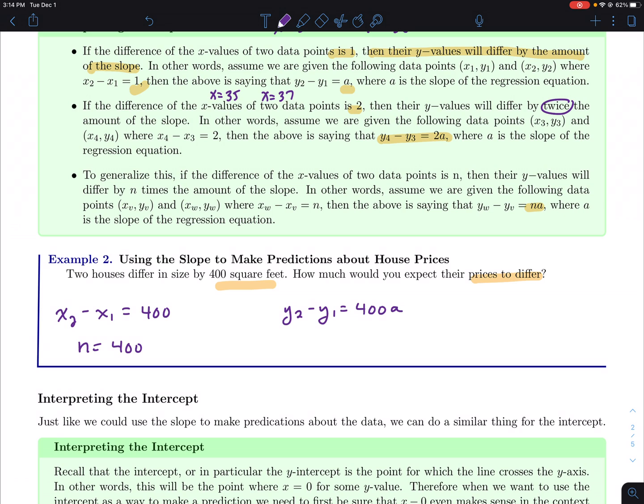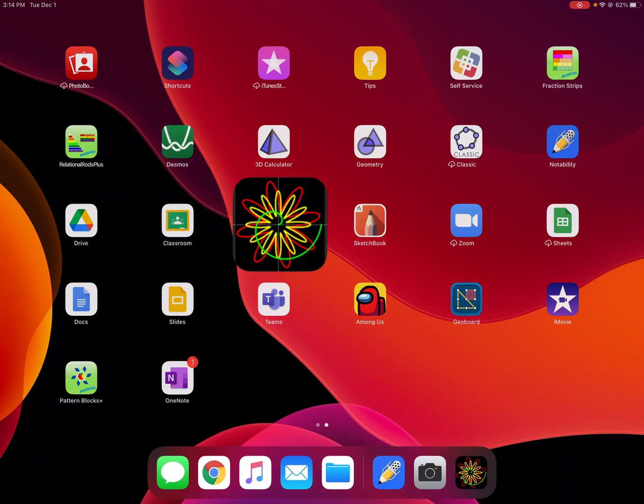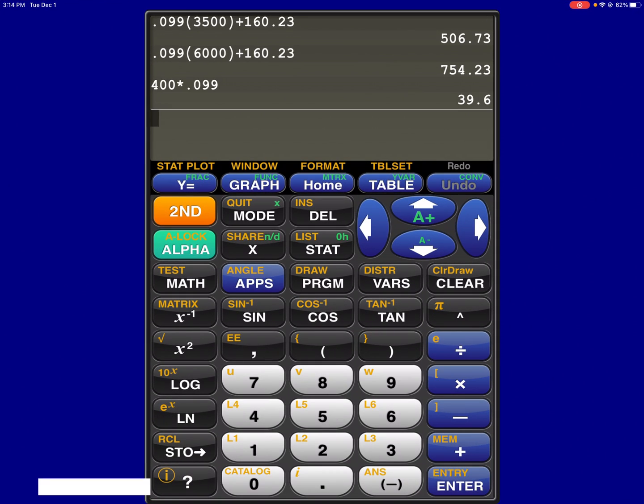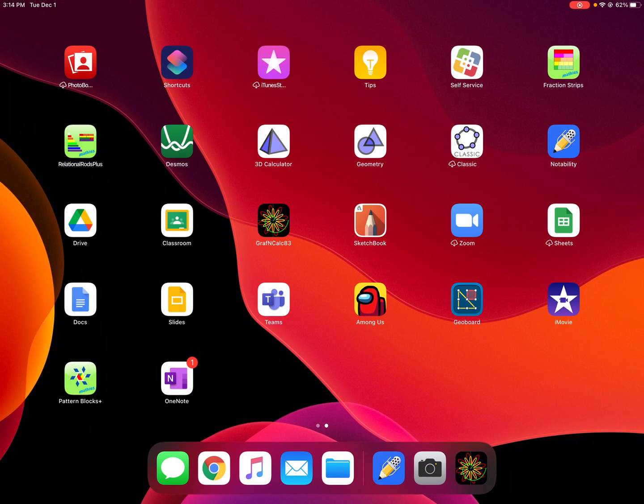So it's going to be 400 times the amount of the slope, and our slope was, because this is the same problem, 0.099. So if we throw this in the calculator, so we see that there's going to be 39.6 is going to be the difference.